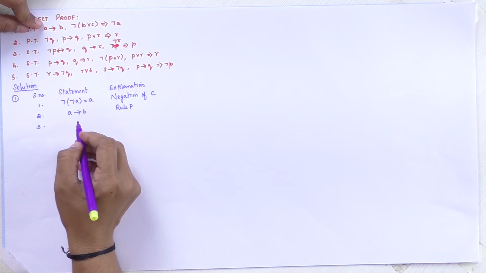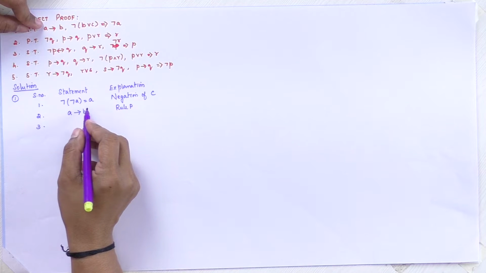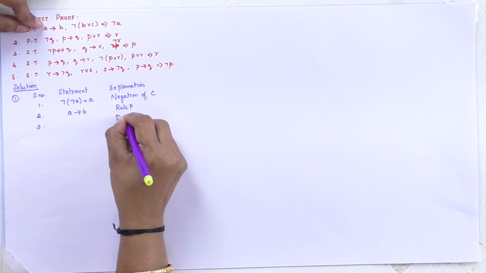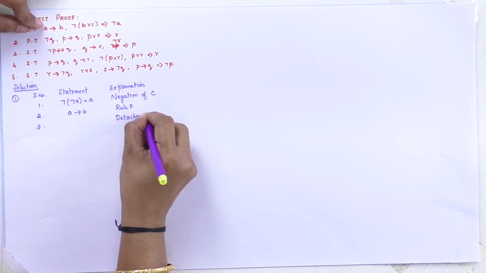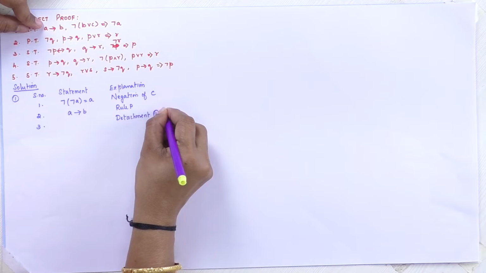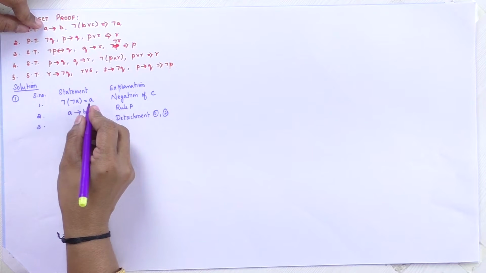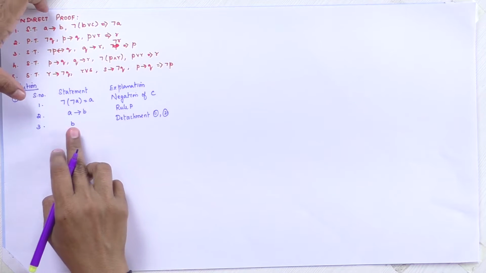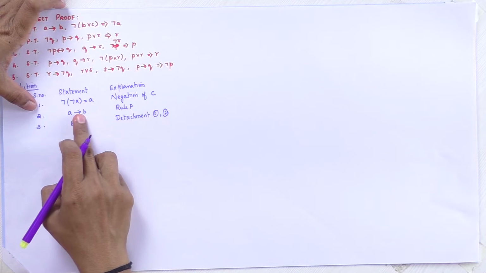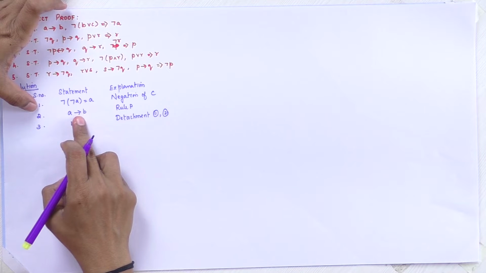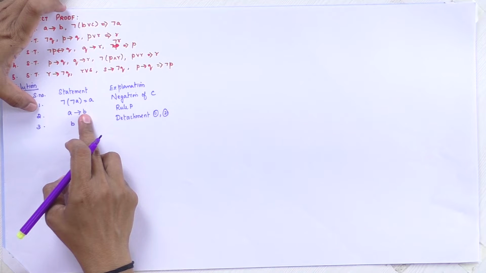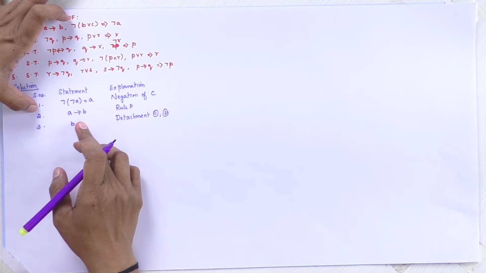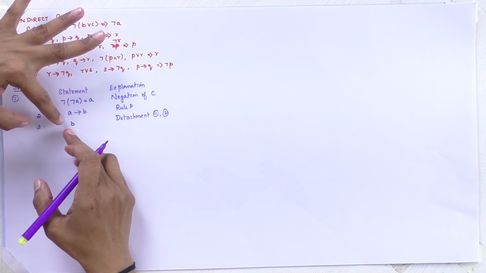Which is the appropriate rule here? Yes, I understand. That is detachment. Detachment of 1 and 2. So what is the detachment of 1 and 2? I will be getting it as B. Understood, all of you? What I have done here is simplify these two premises. What is the suitable law? You all are correct, right? You have said that it is the detachment law. So when I make use of the detachment law, I get B.